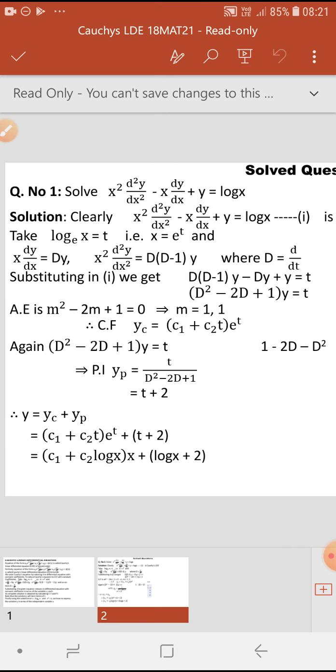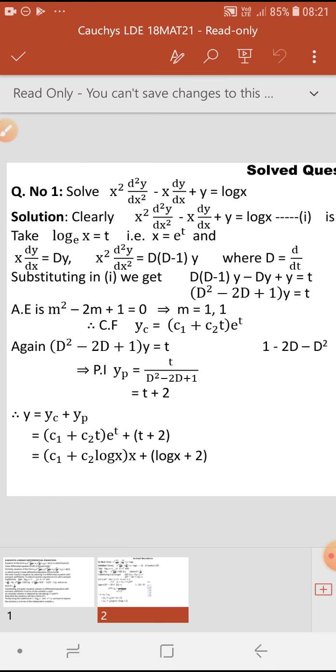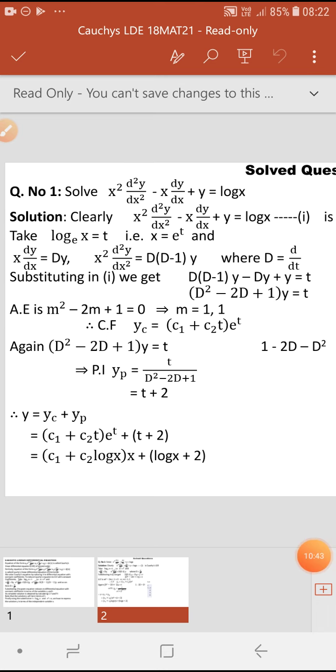Therefore, the complete solution y will be equal to yc plus yp. Substituting for yc and yp, you get c1 plus c2 t into e power t plus t plus 2. Then in place of t you write log x, and in place of e power t you write x, our initial substitution. So y will be c1 plus c2 into log x into x plus log x plus 2. This will be the complete solution of this Cauchy's equation. More problems will be worked out in the next video.